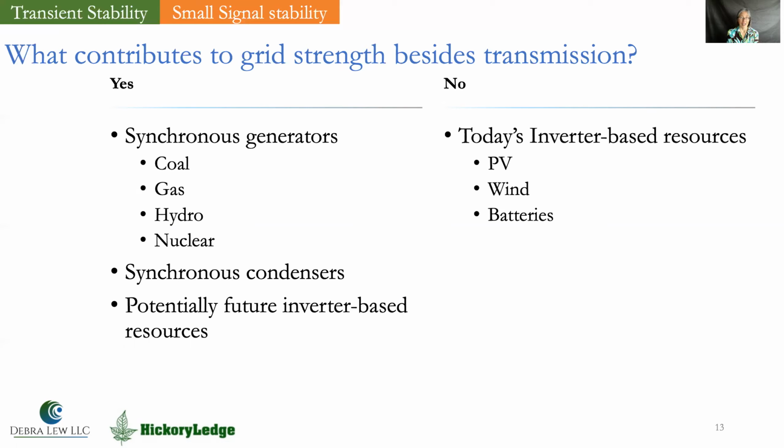Okay, so synchronous machines, synchronous generators, synchronous condensers, they all provide grid strength. Today's inverter-based resources, so today's PV, today's wind, today's batteries, do not provide grid strength. Now, there may be changes to that in the future with new technologies. We'll talk about that in a different tutorial.